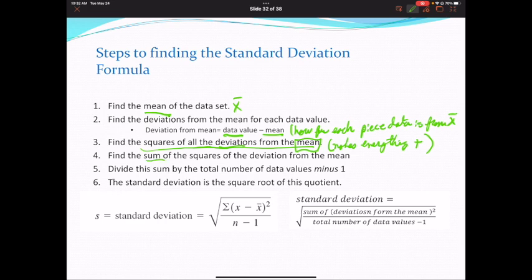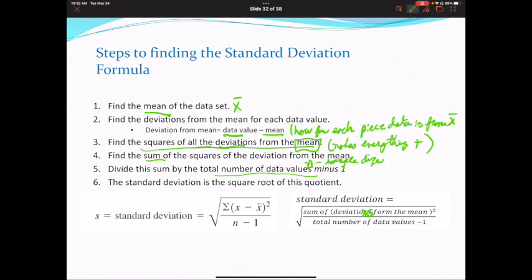Then we take the sum. We add them all together, and we divide this sum by the total number of data values, n, which is our sample size, minus 1. And then our standard deviation is the square root of this. So it's the sum of all the squared deviations from the mean over our total number of data values minus 1. So let's work through an example step by step.